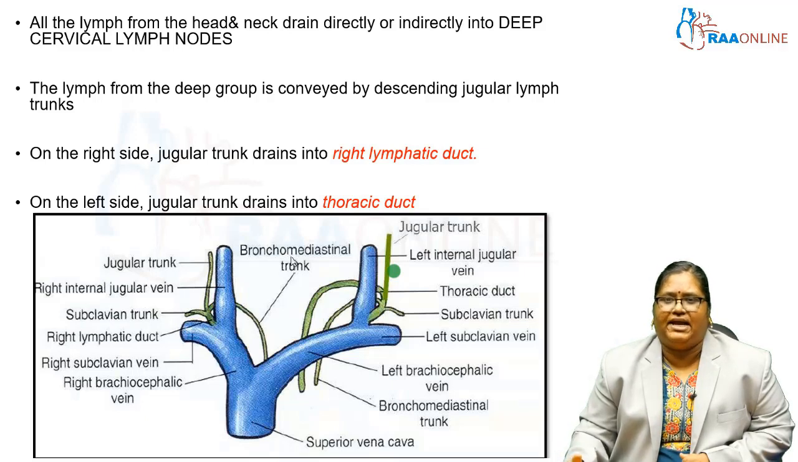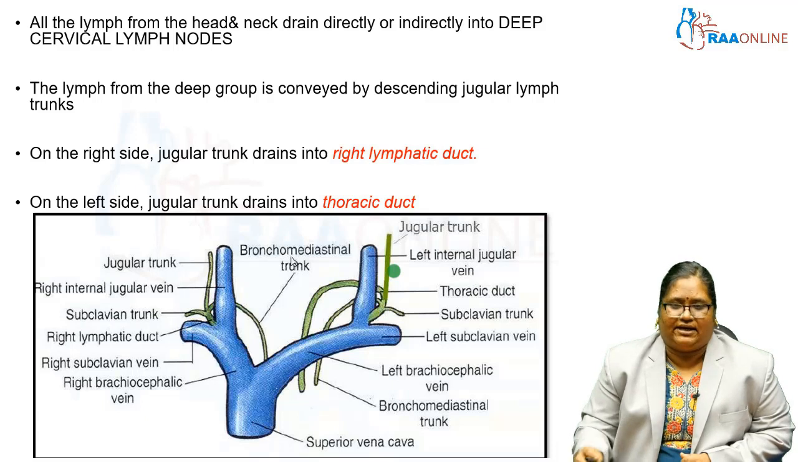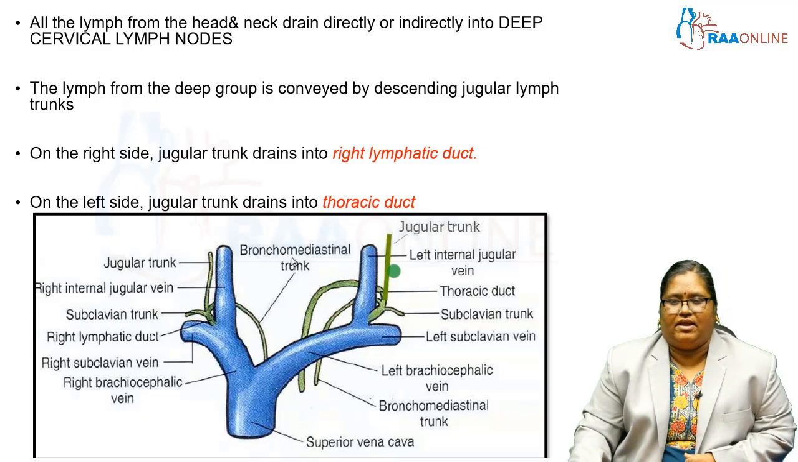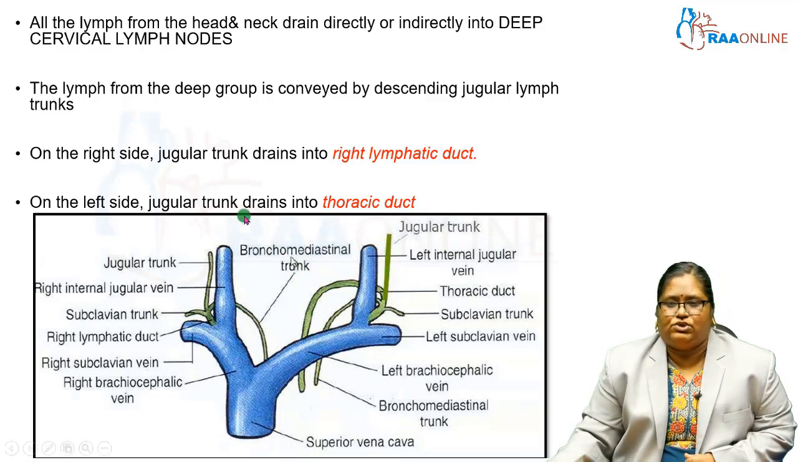All the lymph from the head and neck drains directly or indirectly into the deep cervical lymph nodes. The lymph from the deep group is conveyed by a descending jugular lymph trunk. On the right side, the jugular trunk drains into the right lymphatic duct. This is the right lymphatic duct. And on the left side, the jugular trunk drains into the thoracic duct. So this is the final drainage of the cervical lymph nodes.